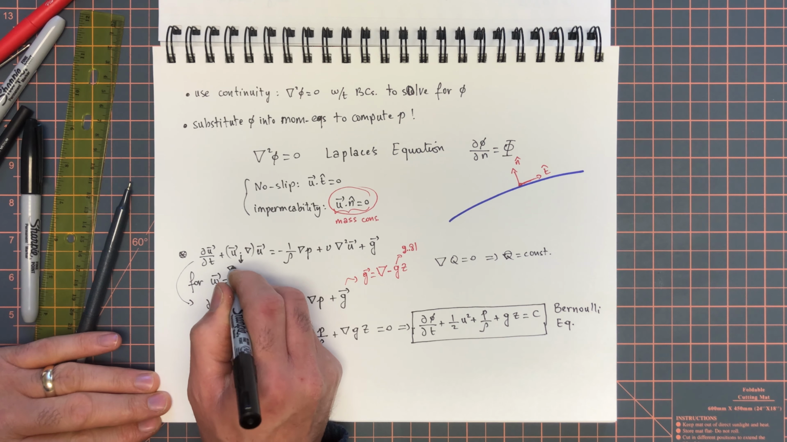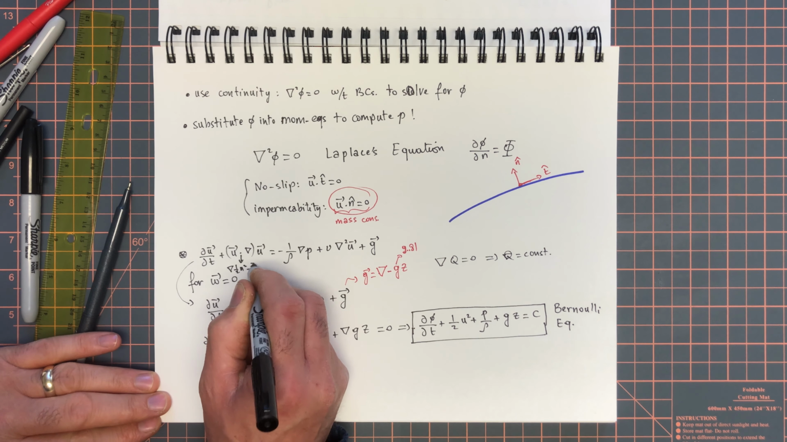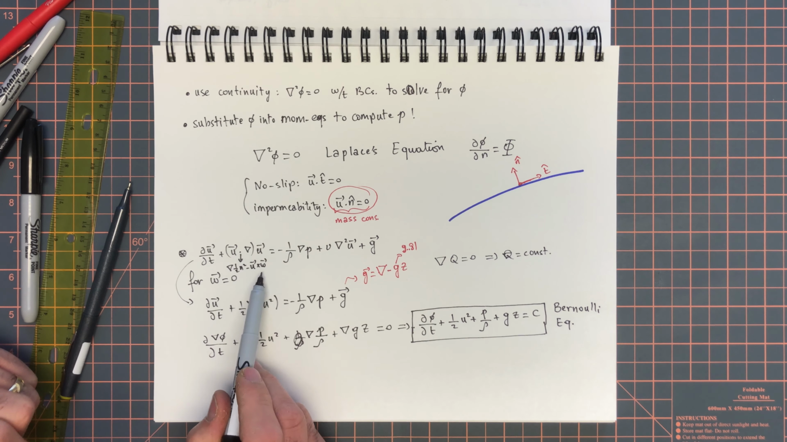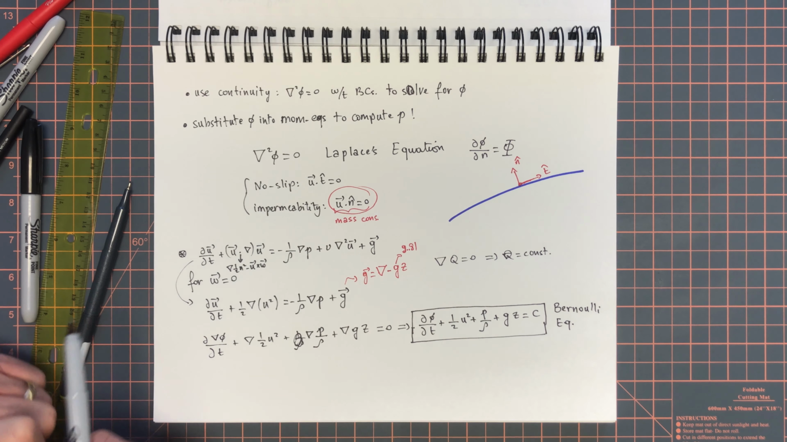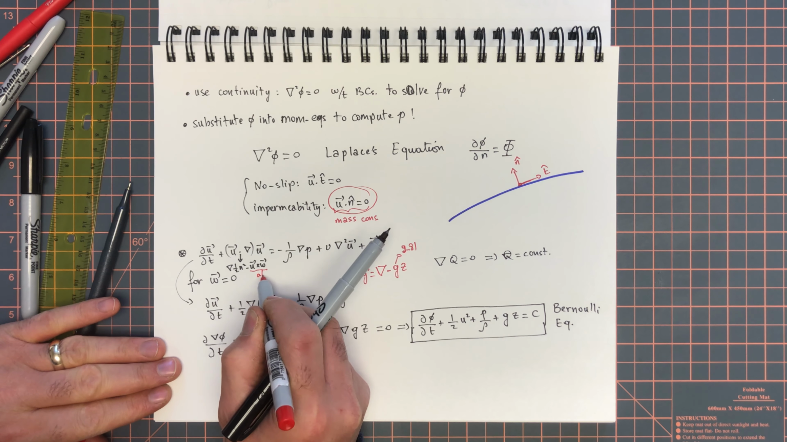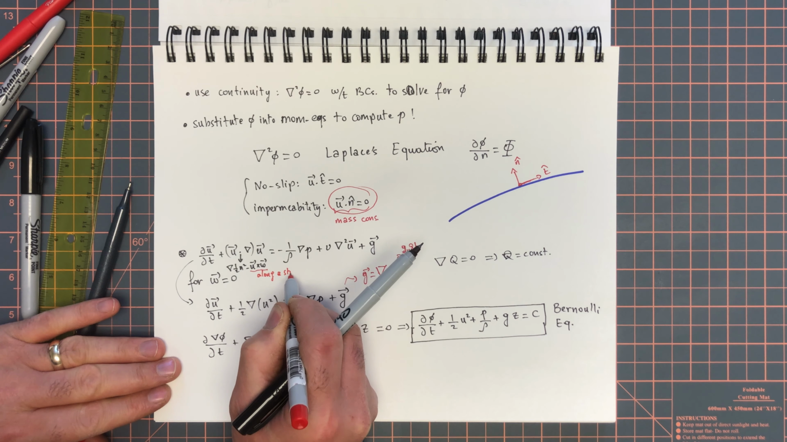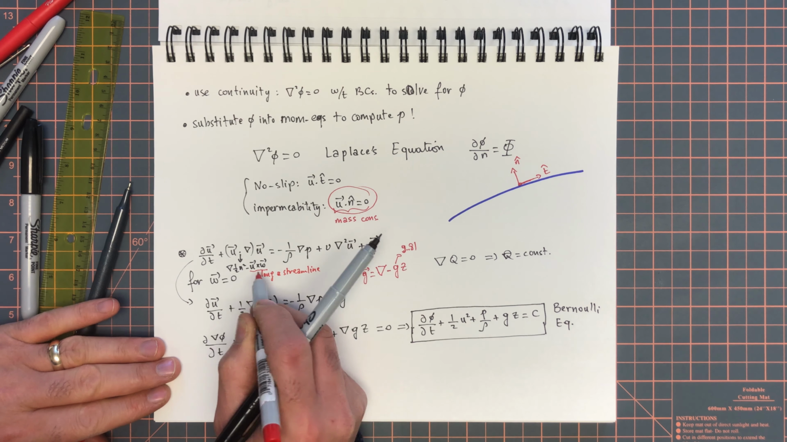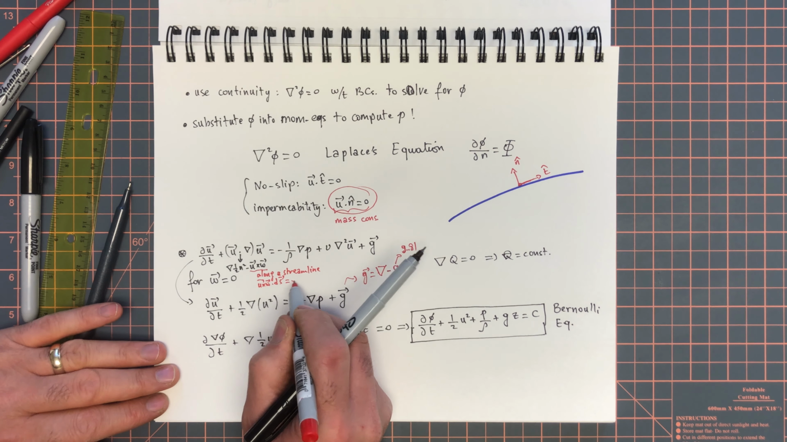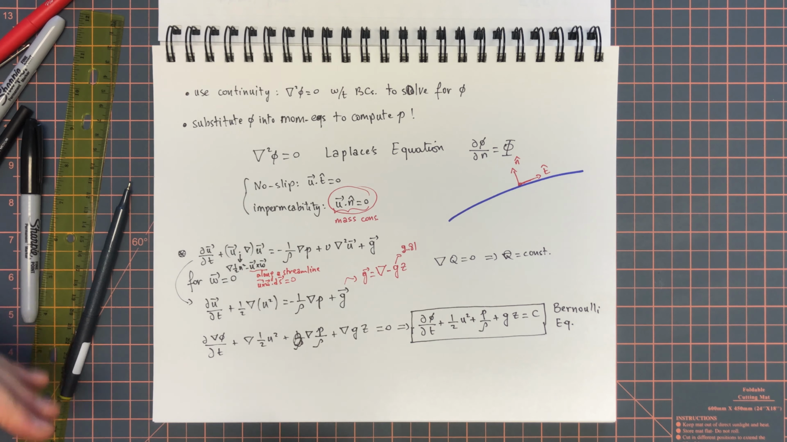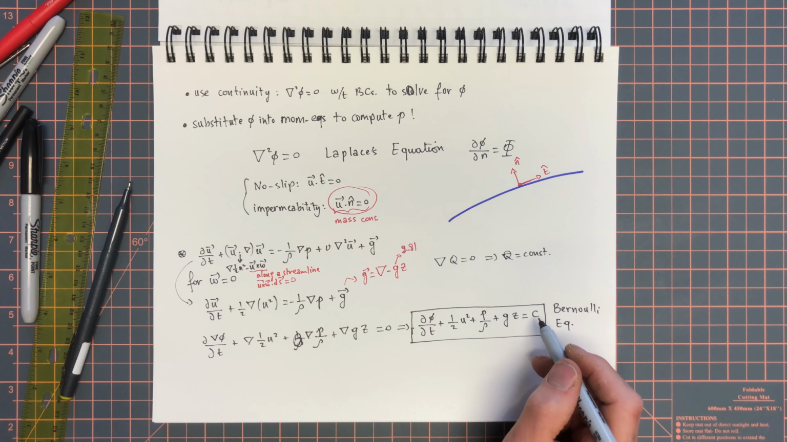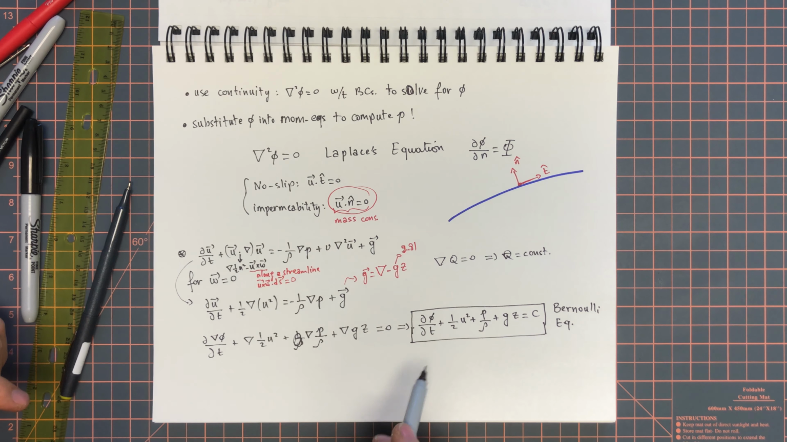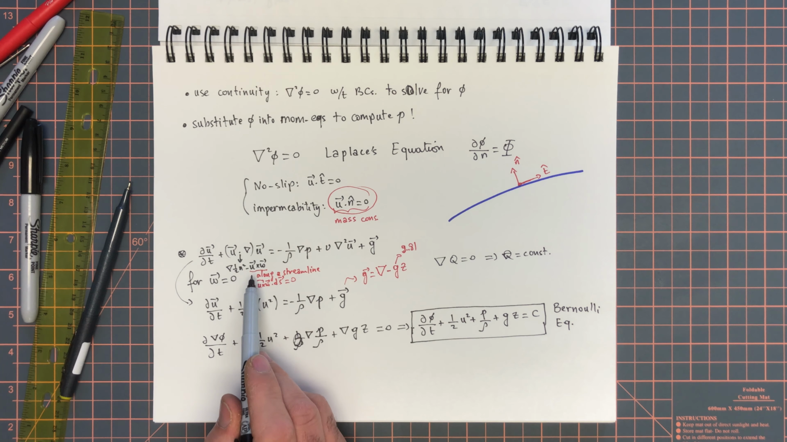Now, this term was grad 1 over 2 u squared minus u cross omega. When we set out to write everything in gradient form, we couldn't get rid of this term. So we said, take this term along a streamline, that will make this term, u cross omega dot ds, equal to 0. And therefore, we were able to do the Bernoulli equation along a streamline. But that will give us a different constant for each streamline. However, in the case of irrotational flow, this term is 0 everywhere in the flow.